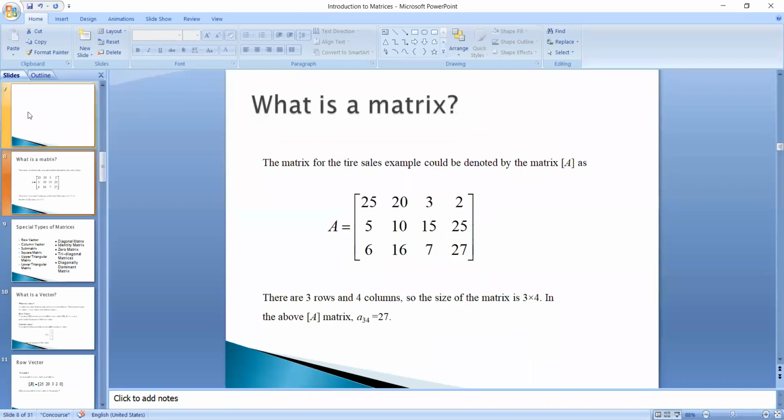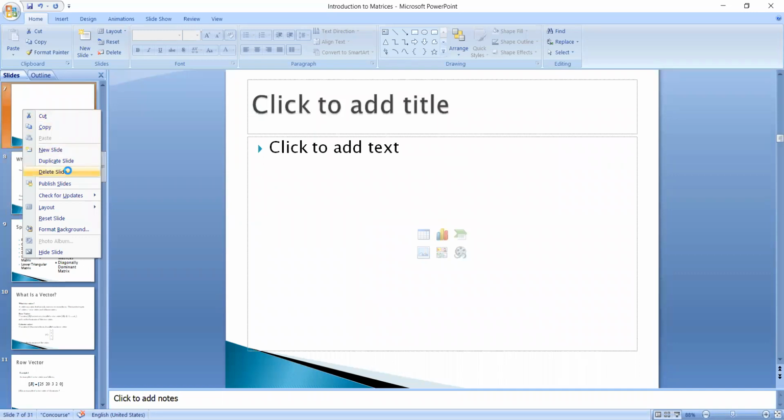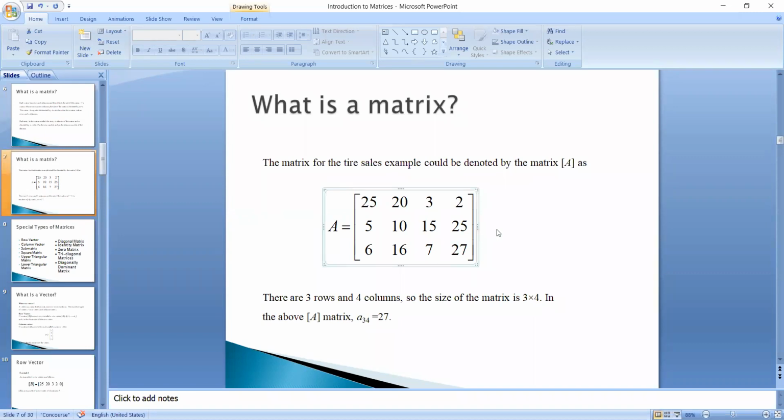Suppose here, what is the matrix? How many columns are there? 4. How many rows are there? 3 rows. What about the element of the third row, first column? Element 6, sir. What about the element of the second row, fourth column? 25, sir. What about the element of the first row, third column? 3, sir.